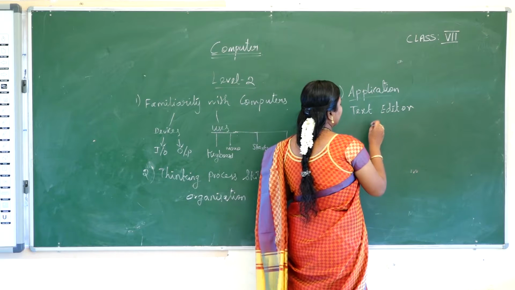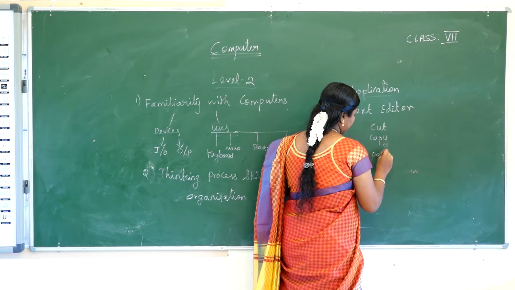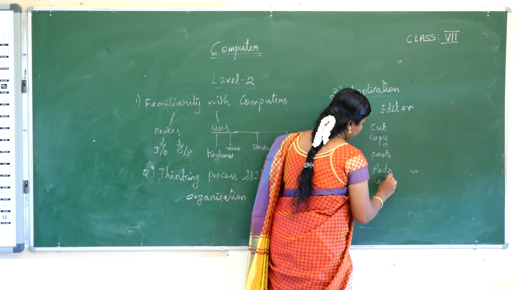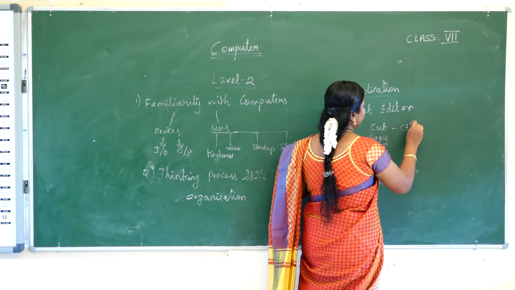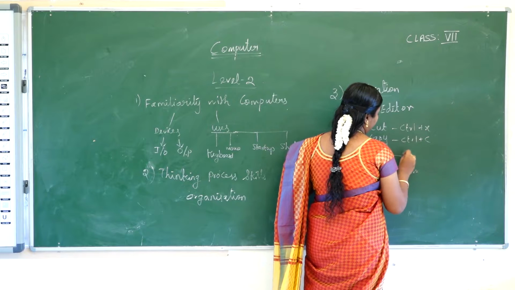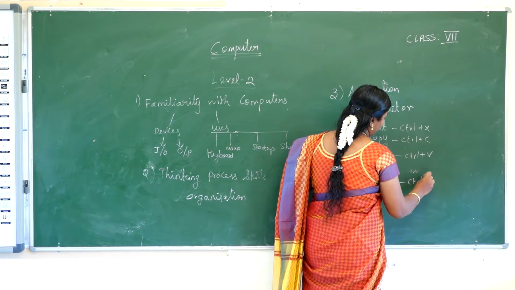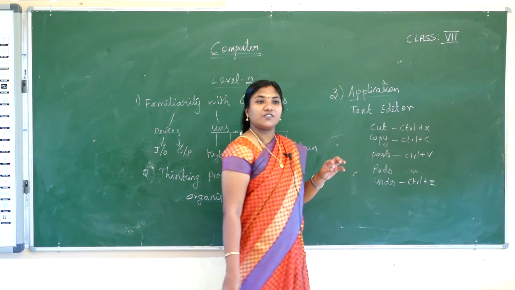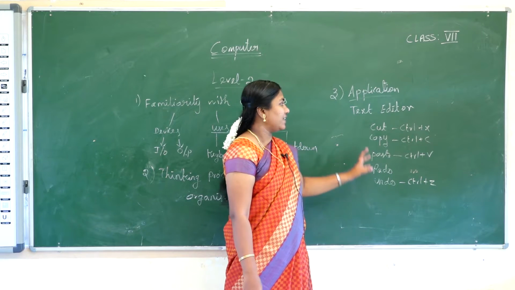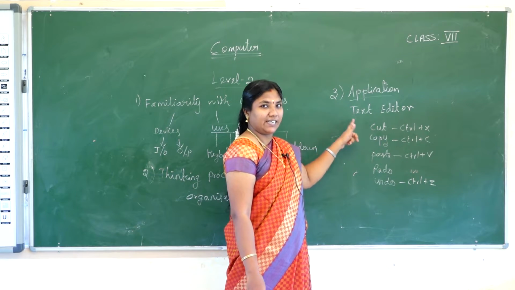So you have learned to cut, copy, paste, redo and undo. For cut the shortcut key is Ctrl plus X, for copy it is Ctrl plus C, for paste it is Ctrl plus V, and for undo it is Ctrl plus Z, right? So these are the shortcut keys for cut, copy, paste, redo and undo. These are the things you must have known in level 2 when you are using the text editor.